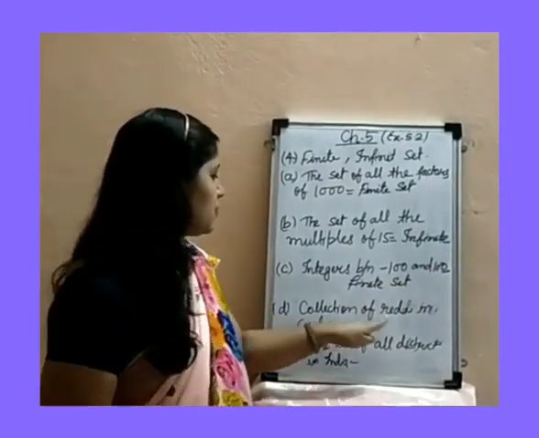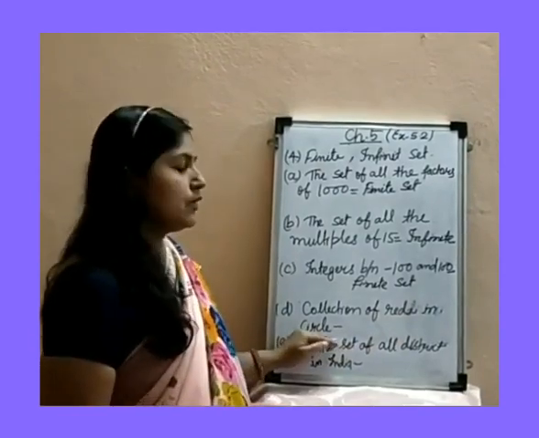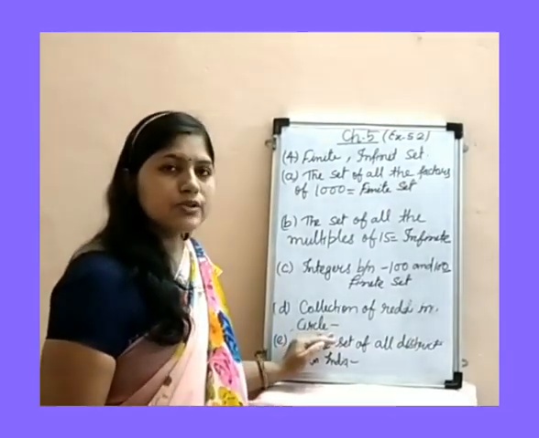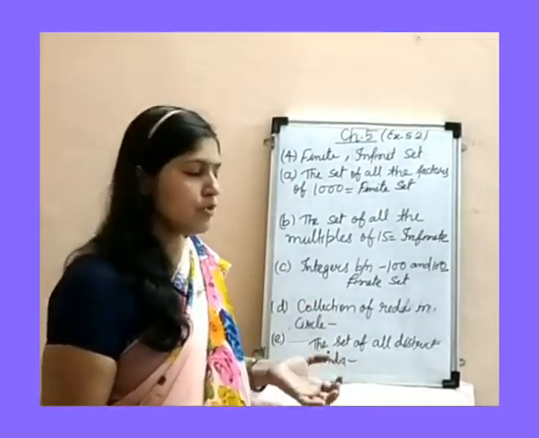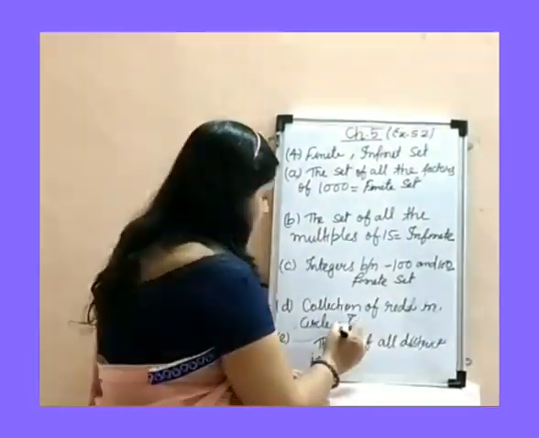D. Collection of radii in a circle. We cannot count the radius of a circle, that how many radii are there in one circle. So this will be infinite.